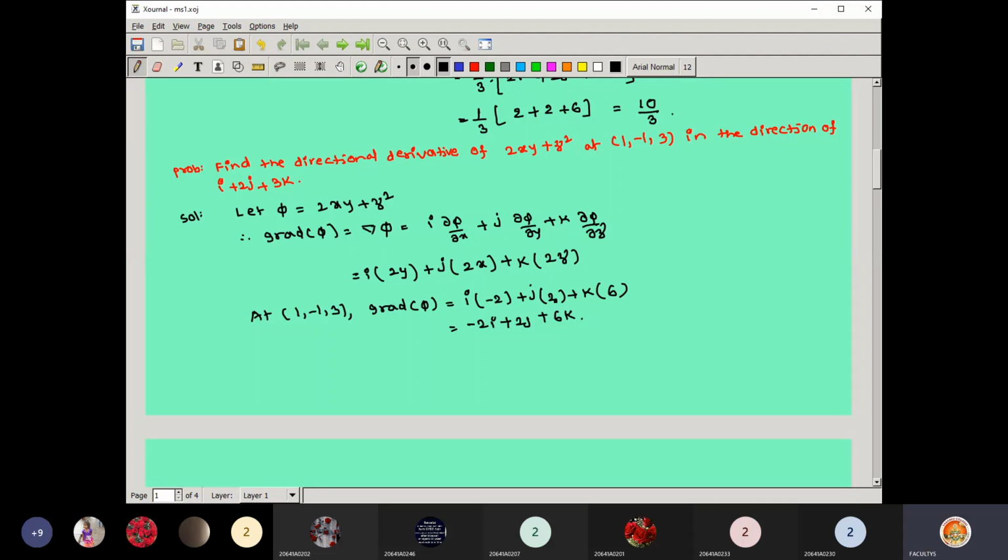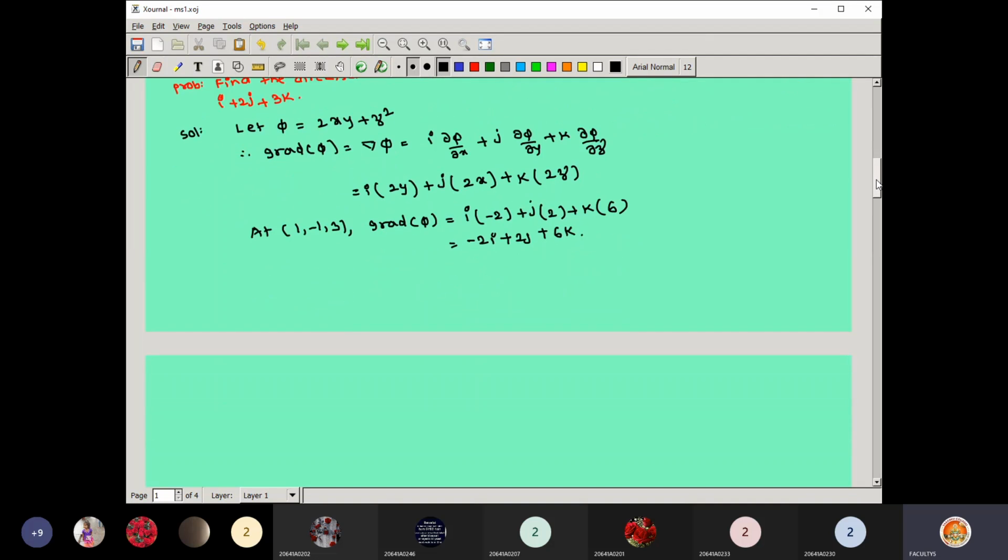After getting this gradient, now you are calculating the unit vector. Unit vector means, for the given vector, your vector is i plus 2j plus 3k.